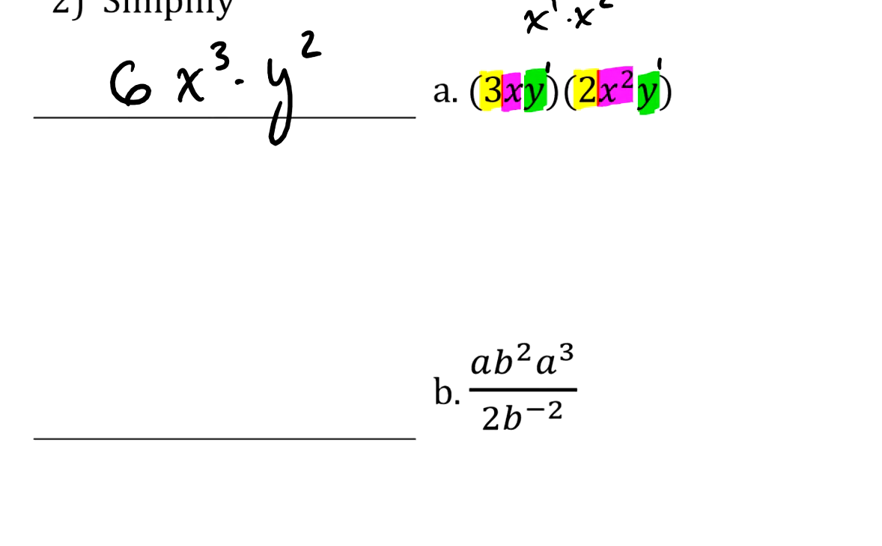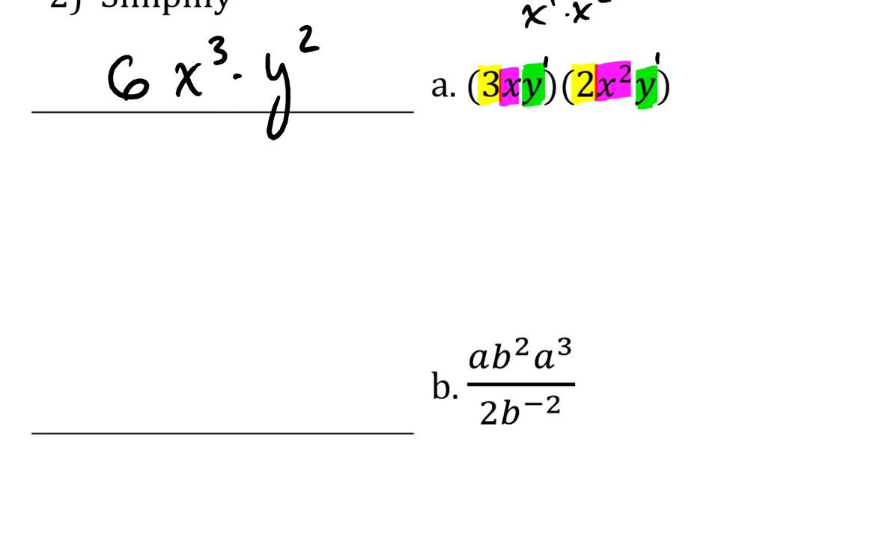On the next problem, when I take a look at the numerator, I see that I've got a factor of a, that's a to the first, and then I've got an a to the third. Well, I know within that numerator I have exactly 3 factors of a.